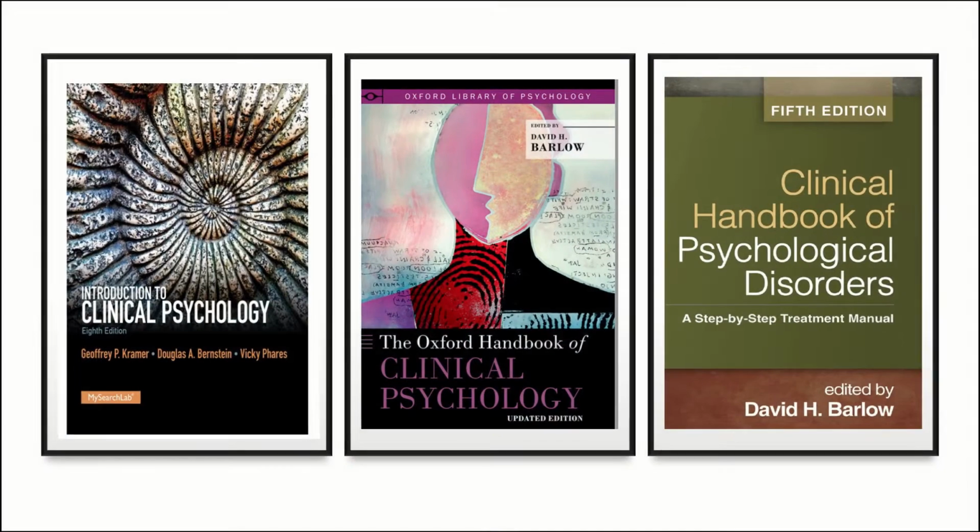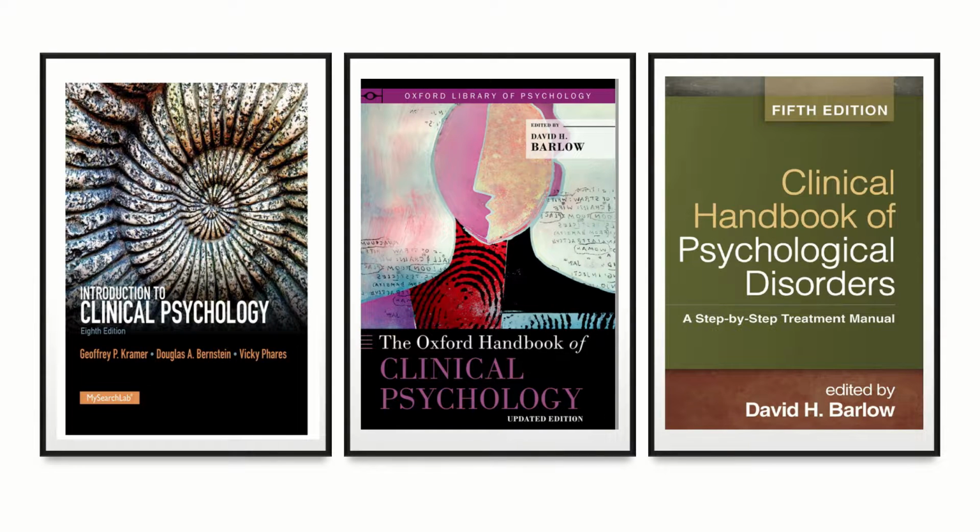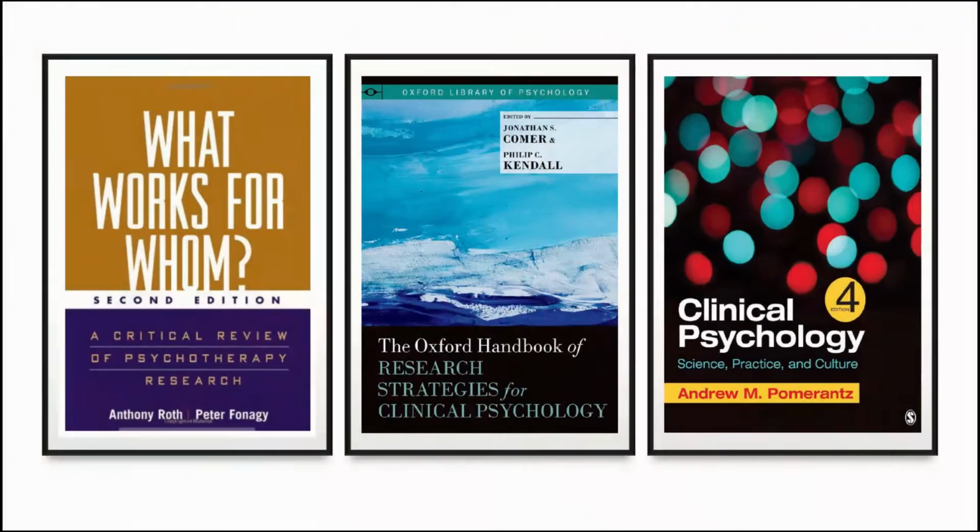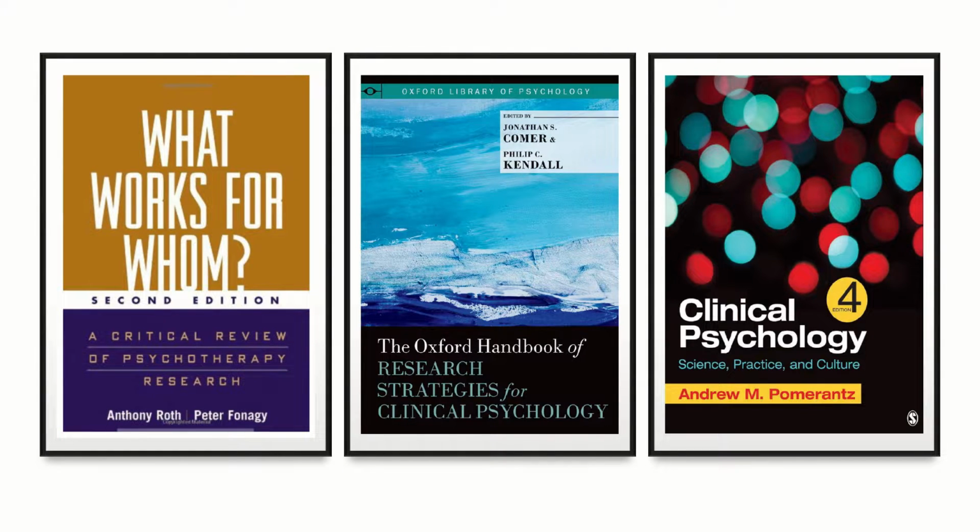So now let's look at the manuals that I recommend to you. The first is Introduction to Clinical Psychology. The second is the Oxford Handbook of Clinical Psychology. The third is the Clinical Handbook of Psychological Disorders, edited by David Barlow. The fourth is What Works for Whom, second edition, from Peter Fonagy. The fifth is the Oxford Handbook of Research Strategies for Clinical Psychology. And the sixth is Clinical Psychology: Science, Practice and Culture.